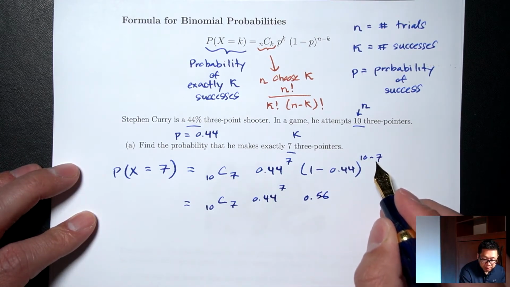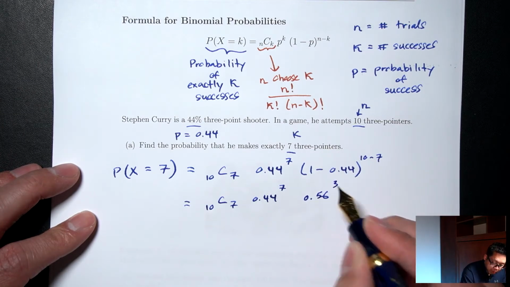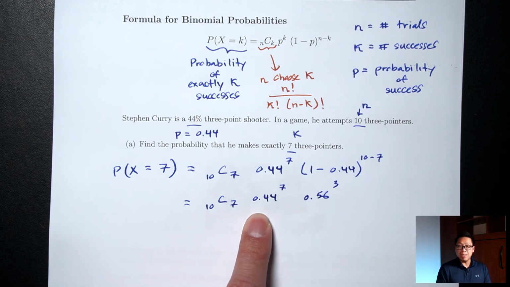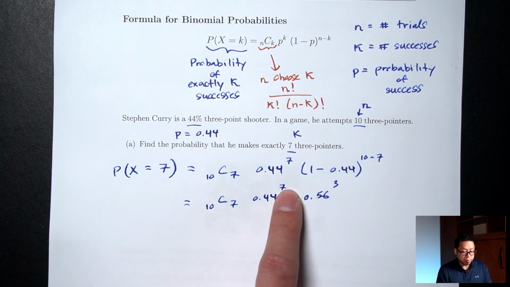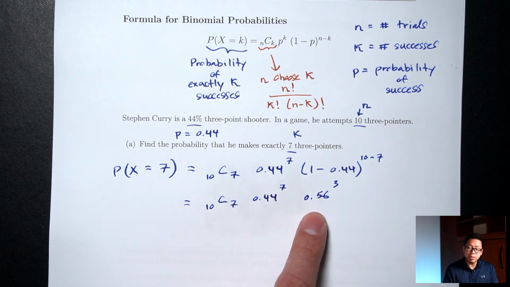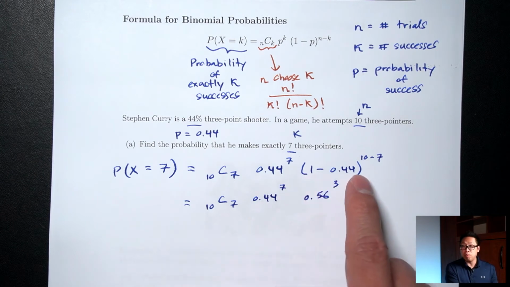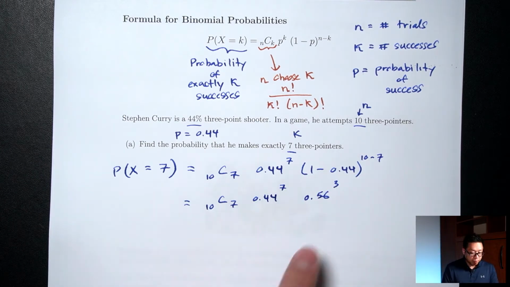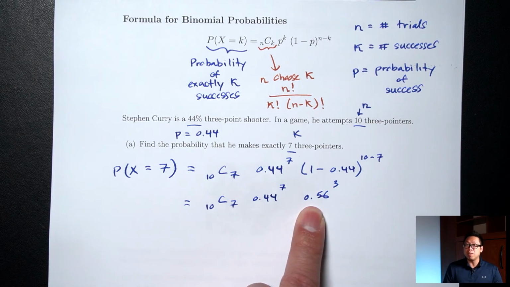to the 10 minus 7, that's 3. And let me pause here and talk about what we have so far. So 0.44 is the probability that he makes it, and we want him to make it 7 times. What's this 0.56? 0.56 we got by doing 1 minus 0.44. And remember, anytime you do 1 minus, that gets you the probability of the complement. So 0.56 is the probability of the complement.